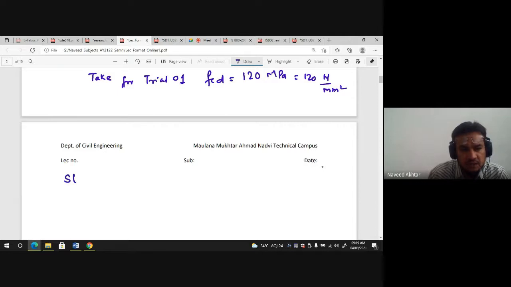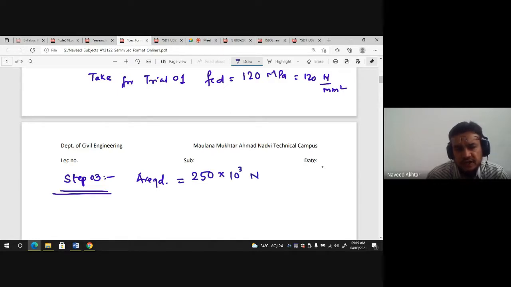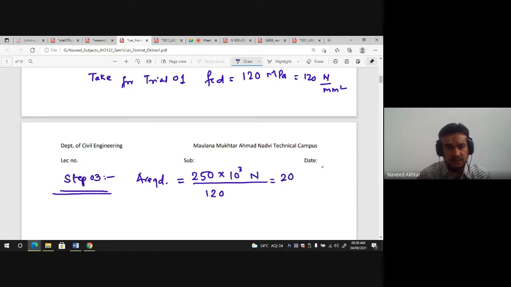Now in step number 3, you have to find out the area required to select the section. The area required you can find out because the load is given, 250 into 10 raised to 3 Newton. It is 250 kilonewton, means 250 into 10 raised to 3 Newton, divided by assumed FCD, it is 120. The area required for our angle section is 2083.33 mm square. So this area we required.